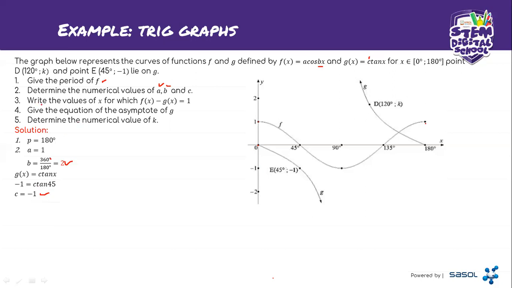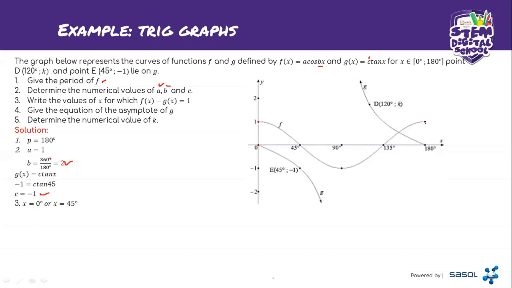And then the next question: write down the value of x for which f of x minus g of x equals 1, right? Meaning this graph of f must be on top, and the graph of g of x must be below, where if you subtract the two, it's going to give us 1. Then we said the first value there is 0 degrees. Yes, because when you look at this point here, remember the value of y is 1, minus the value of y of the other graph, which is 0.